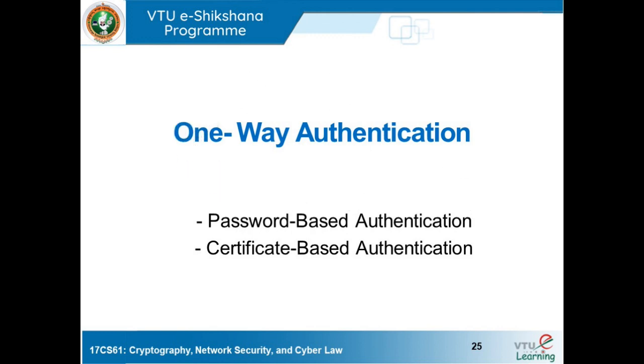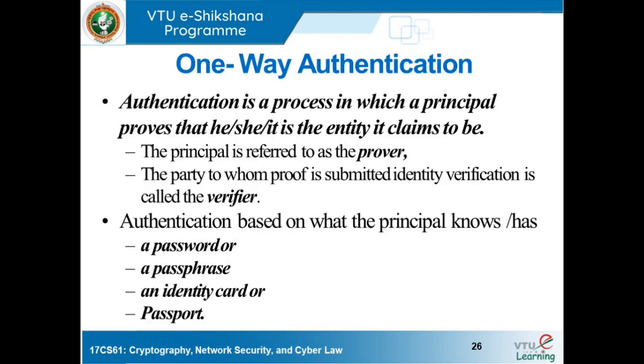Within this, we will discuss what we mean by one-way authentication. Now, authentication is a process in which we are trying to prove the genuineness of a source and the message. Authentication is defined as a process in which the principal proves that it is the entity that it claims to be. The person who proves himself is called the prover, and the party to whom this prover is proving is called the verifier. The verifier should be able to get to know that the prover is authentic.